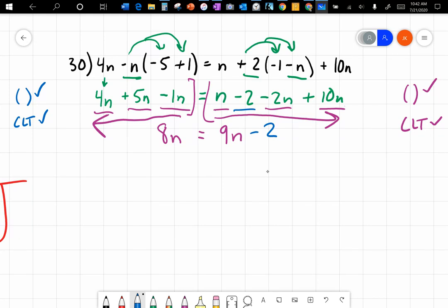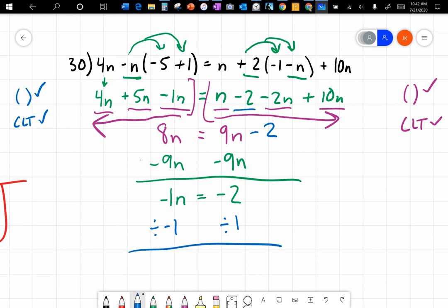It's time to get our variables on one side and our numbers on the other. My number's already here, and we've got no numbers over here, so I'm going to move my variable in this instance. So I'm going to subtract 9n to get that out of there, minus 9n. 8n minus 9n gives me negative n equals, what's left over here is negative 2. Now, this is really a negative 1 multiplied by n. So to undo that negative 1, we're going to divide by negative 1 on one side. What we do to one side, we do to the other.